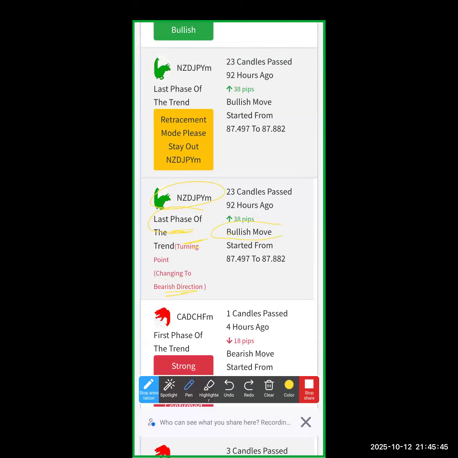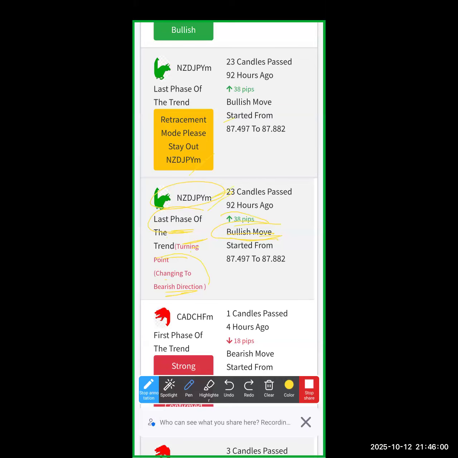Currently, look at it, it is on a bullish direction, bullish move, it did only 38 pips. There was a sharp turn in the market. That's why it indicated this turning point in the market. Do you understand? Then this turning point, the way I trade it, I don't trade it with all these pairs.